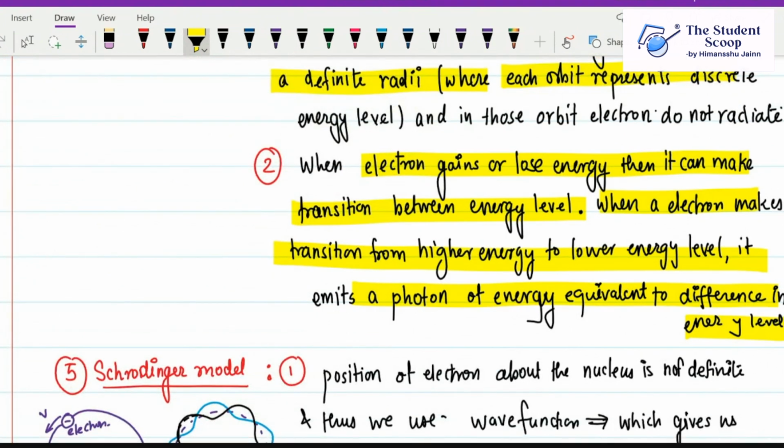Then we had the uncertainty principle from Heisenberg, who said that the electron's position and momentum cannot be determined simultaneously. There is some kind of uncertainty in both of them, and when we try to pin down one, the uncertainty of the other increases. And then we also saw that, like the particle nature of light, there is also a particle nature and a wave nature associated with any particle like an electron.